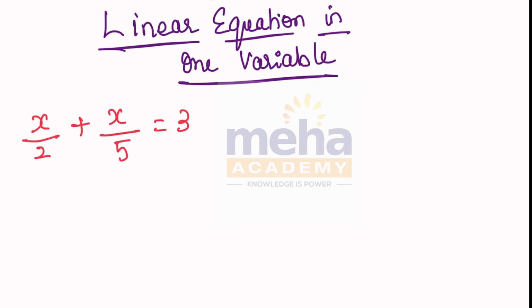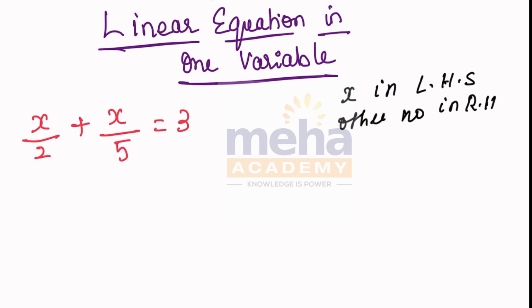Hello children, we will see how to solve linear equation in one variable. So what is the main aim? We always should have x in LHS side and other numbers in RHS side. So come to the first question.